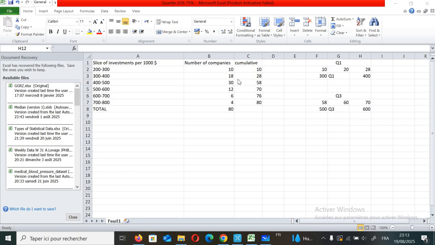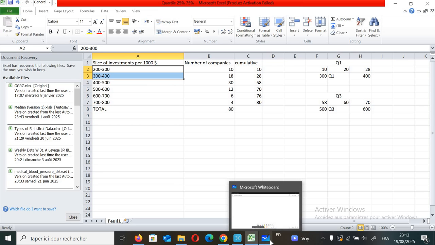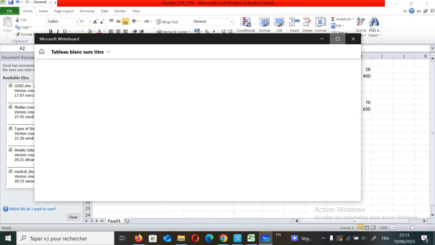That means 20 in the cumulative exists between 10 and 28. That means it exists between 300k and 400k. This is where Q1 exists, between here and here, that means 300 and 400. I'm going to explain with a pencil on the whiteboard how we're going to do that.